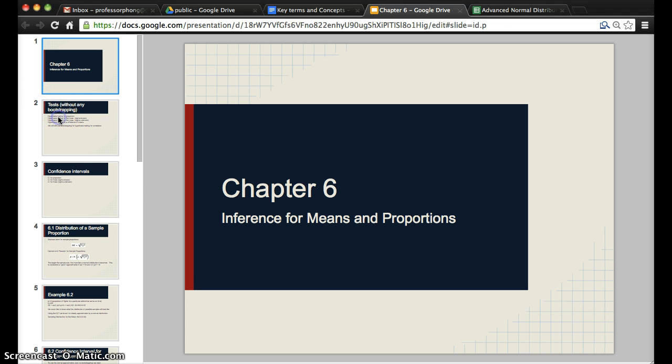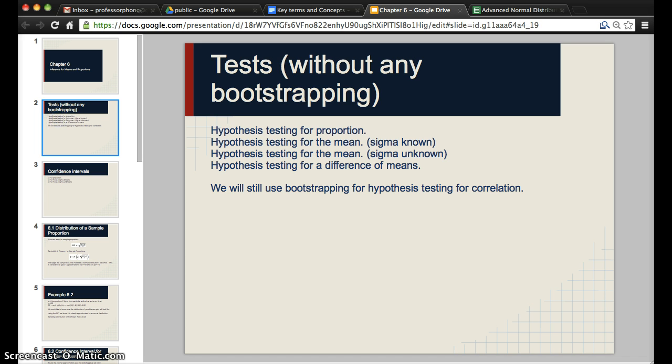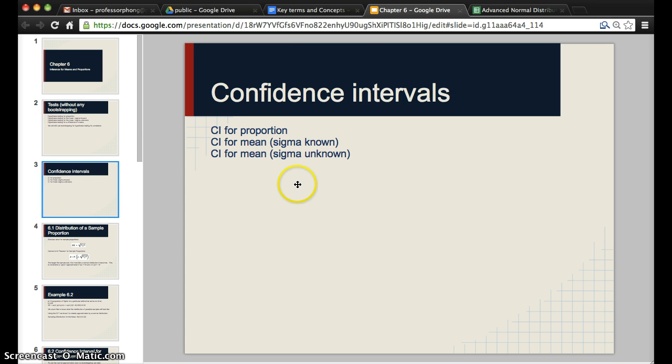In this chapter, we'll be learning how to perform hypothesis tests without any bootstrapping under certain conditions, namely the central limit theorem or some other information. We'll be learning several different hypothesis tests, primarily concerned with means and proportions. Note that we will still use bootstrapping for hypothesis tests for correlation. We'll also learn to compute a couple different confidence intervals.